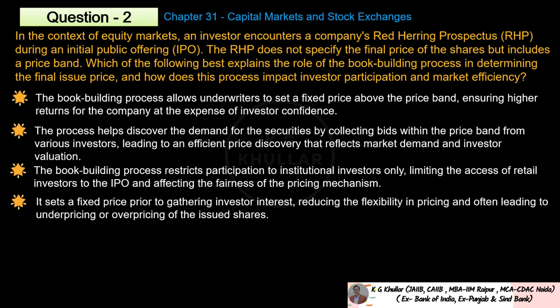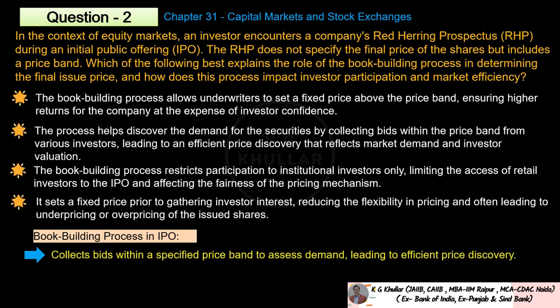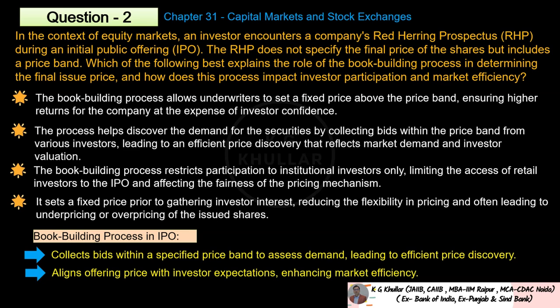So friends, please note the book building process in an IPO involves collecting bids from investors within a specified price band to gauge the demand for the securities. This helps in efficient price discovery based on actual market demand and investor valuation, thereby leading to a more accurate and final fair issue price. Thus, this process enhances market efficiency by aligning the offering price with investors' expectations and market conditions. So I hope by now you can easily mark the correct option, and the correct option is option B.